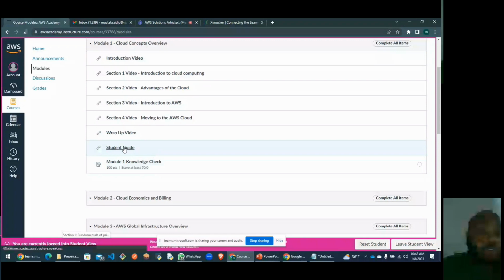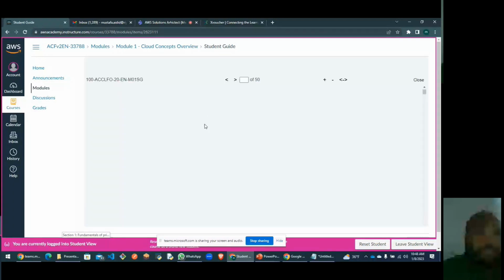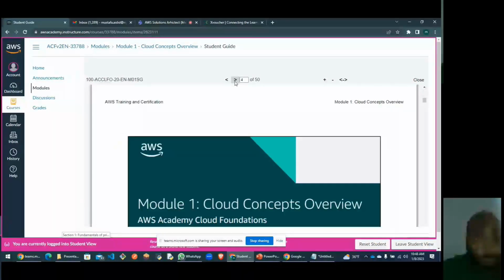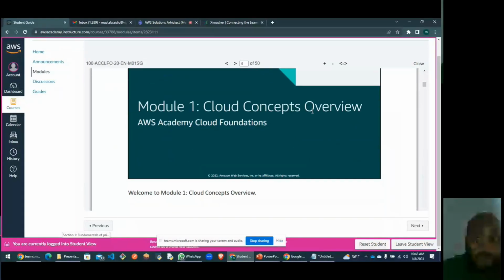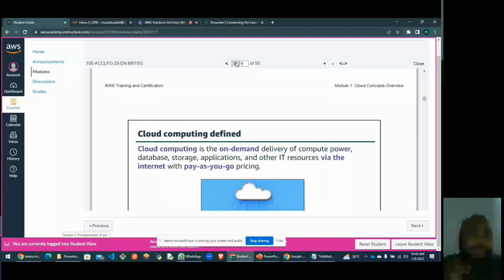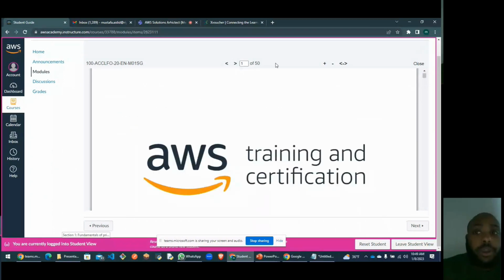The student guide, if you click on it, here you're going to have the lectures and the slides for the class. So these are the slides, as you can see, that we're going to be covering. You can always go back home and read them over. We're going to be covering them in class, but you're going to go home and read about it again.